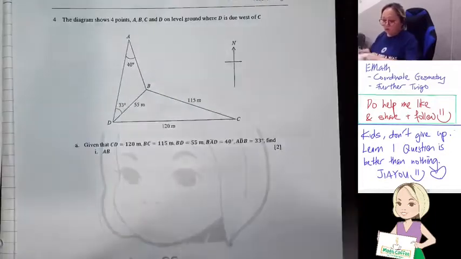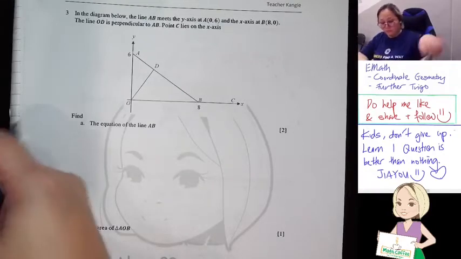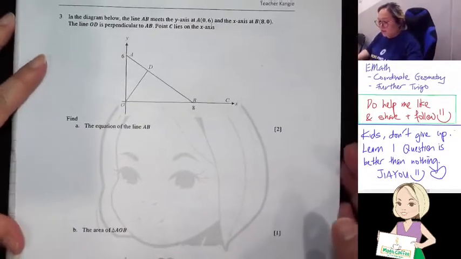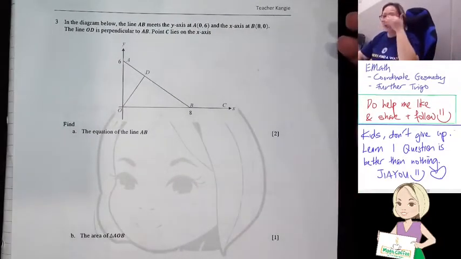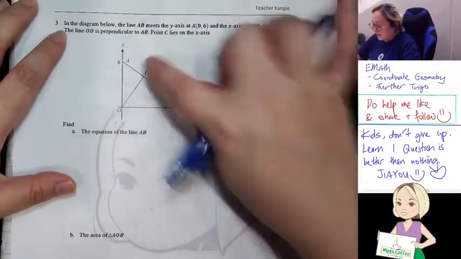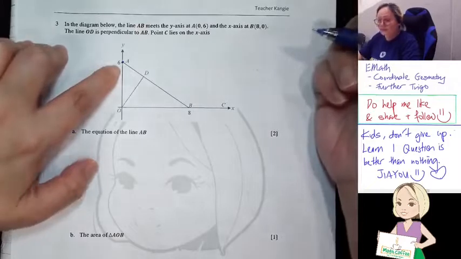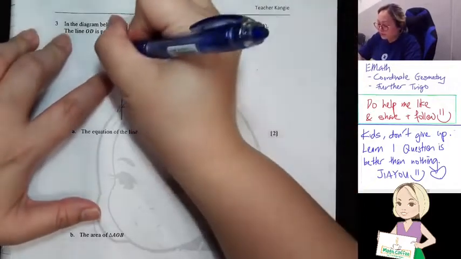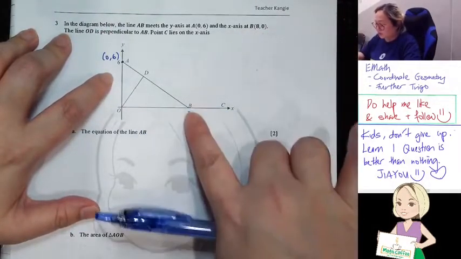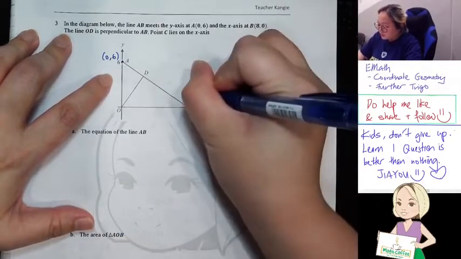Okay, that will be question 3. Let's read the question together and make sure that all information is transferred to the diagram. So in the diagram, the line AB meets the y-axis at 0, 6. I like to write the full coordinate, so at the side here, I will write this as 0, 6. And the x-axis at 8, 0, which is here. Same thing, they did not write the full coordinate, so I'm going to just write here 8, 0.